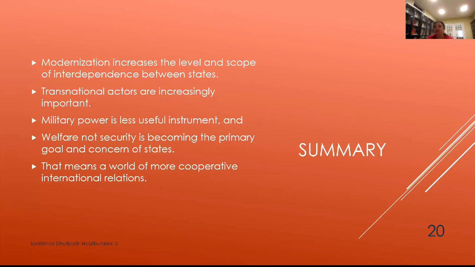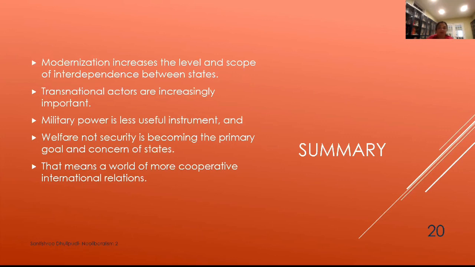Transnational actors are increasingly becoming important. Military power is a less useful instrument. Here I would put a question mark after the COVID crisis and the way China has been threatening most of its neighbors. Welfare, not security, is becoming the primary goal and concern of states.